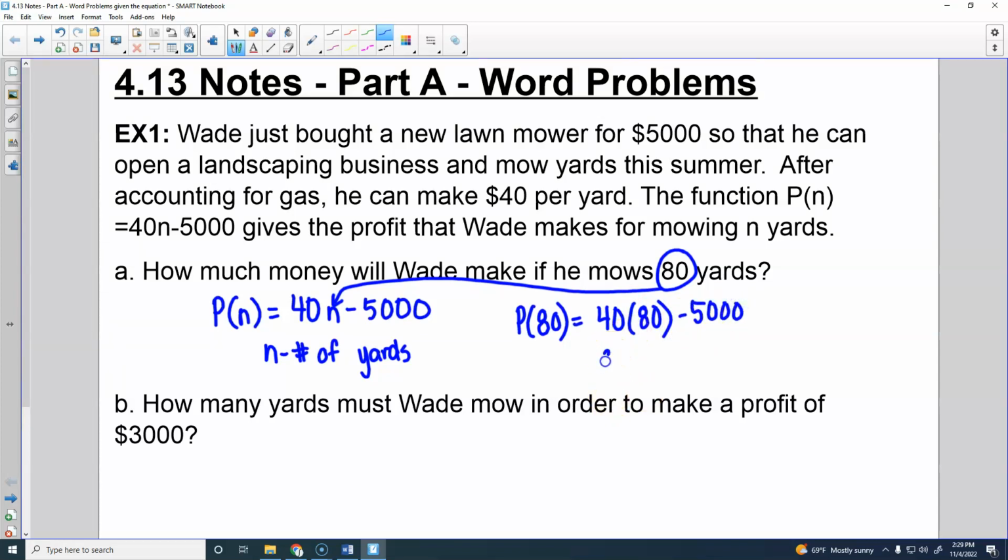Okay, that is 3,200 minus 5,000. So if Wade only mows 80 yards this summer, then he is out $1,800. So he actually is losing $1,800 there. So 80 yards is not enough. He's going to have to get more business for it to be worth it for him to buy this mower.